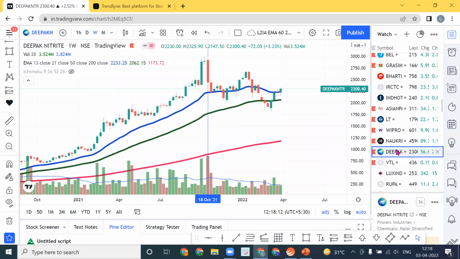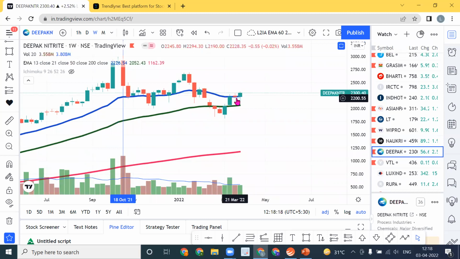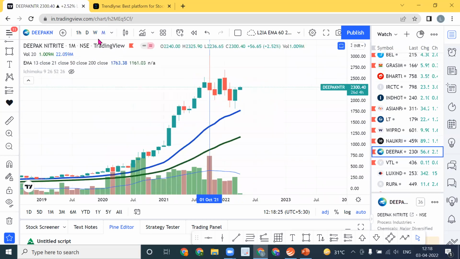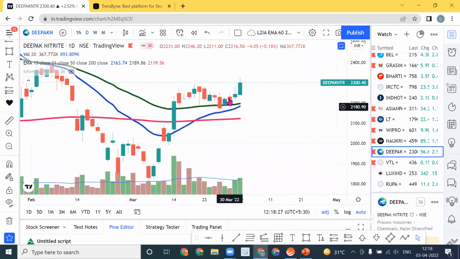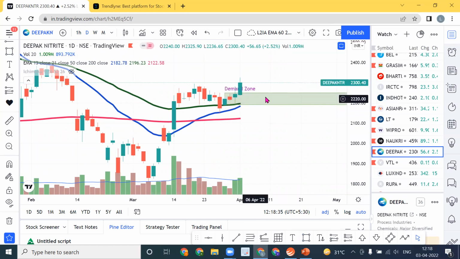Deepak Nitrite looking nice now. So you can buy at this level. This is a demand zone which is not yet properly created. You'll have to wait for some time. Here also it is not seen. In the day chart, here I can see a demand zone getting created. So if you want, you can enter Deepak Nitrite at this level.